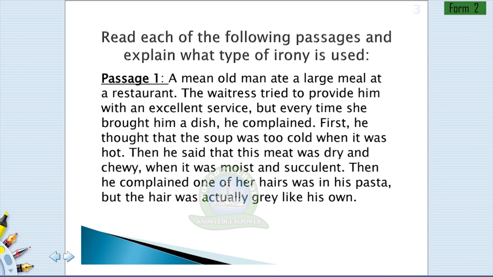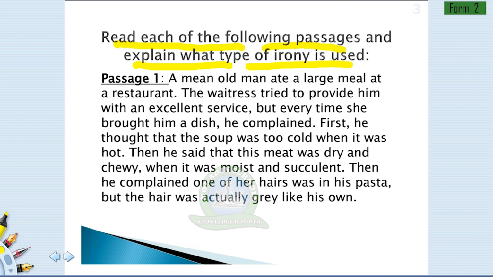We have a passage here. Read each of the following passages and explain what type of irony is used. What type of irony is used? Here is the first passage.